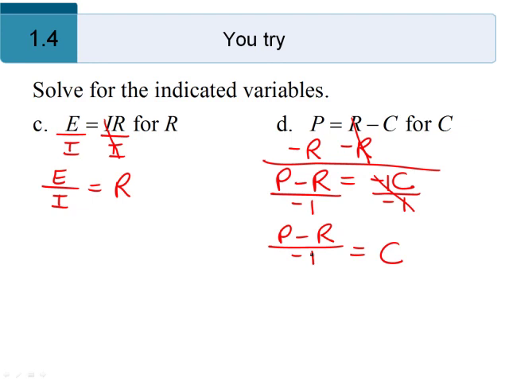Now, normally you just leave it as a plain old fraction, no big deal. But since the term on the bottom is just a 1, they may want you to simplify this left side a little bit more. Because basically you have these two terms on top divided by negative 1. So P divided by negative 1 would be negative P. And negative R divided by negative 1, a negative divided by a negative, is going to be a positive R. So they may want the answer like that. Or you could also write it as R minus P.